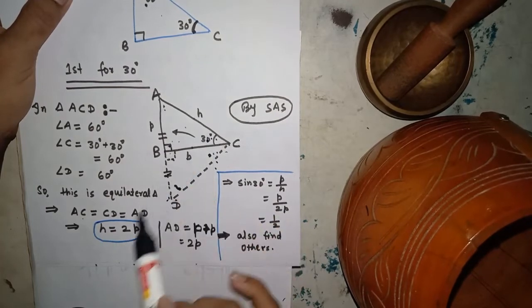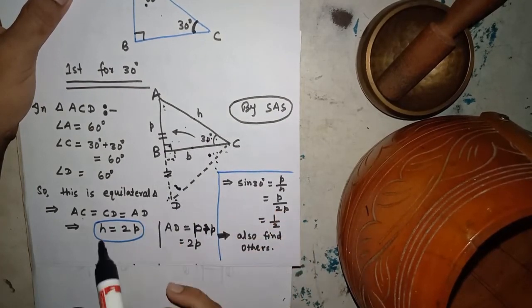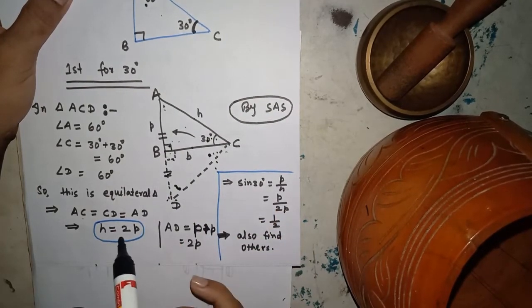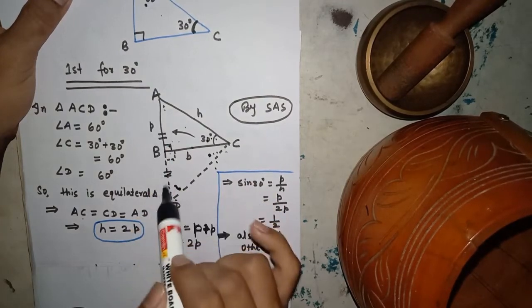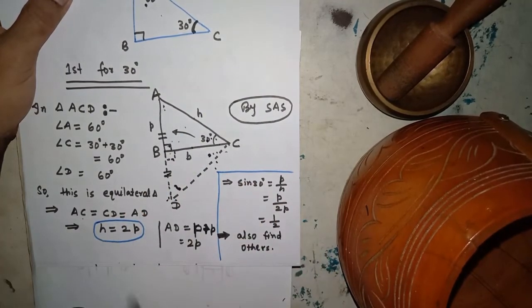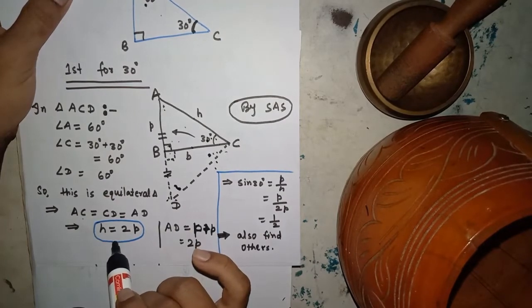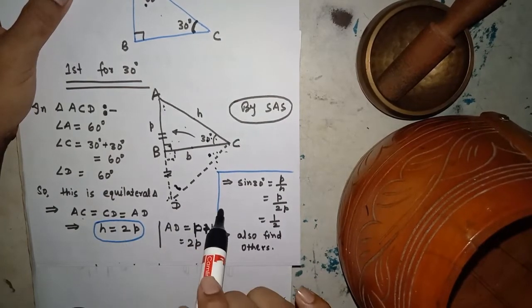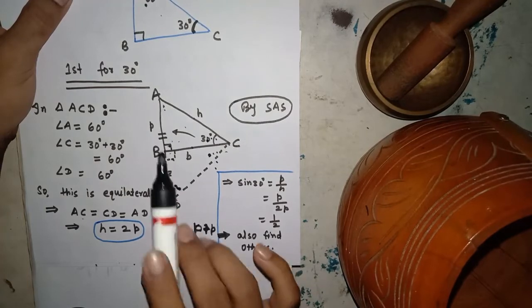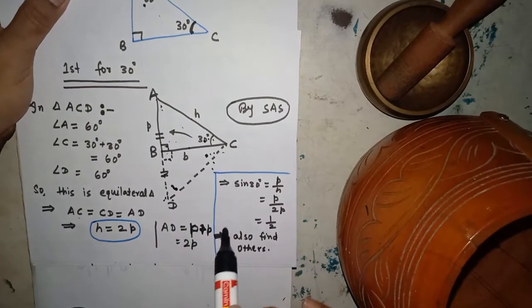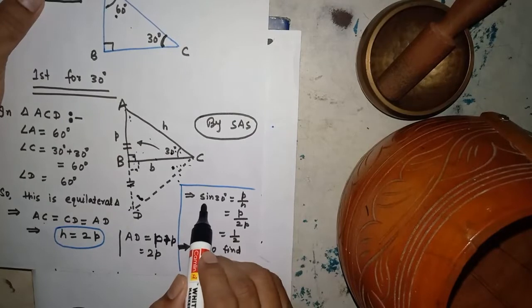So if we take the notation as H, H is equal to 2P, because AD is 2P and AC is H. So H is equal to 2P. Here we got a relationship. So we have to use this relationship to find out the value of T ratios for 30 degree.